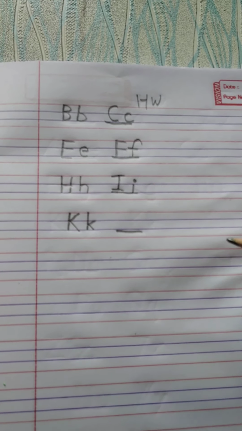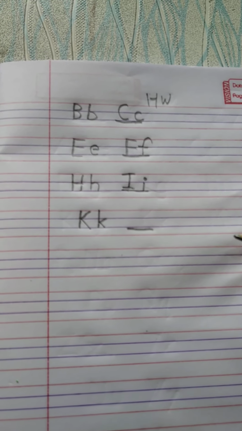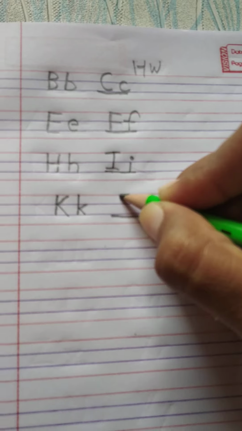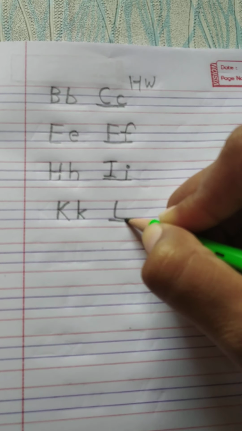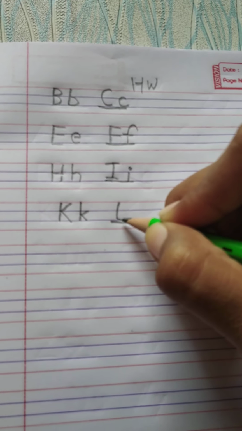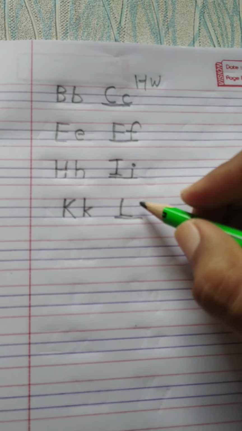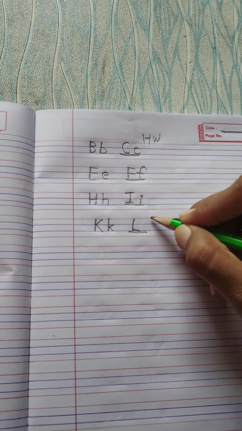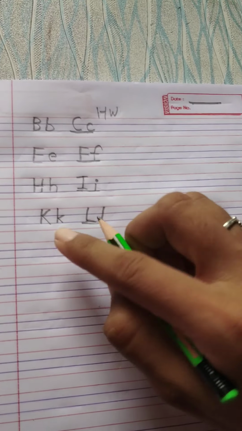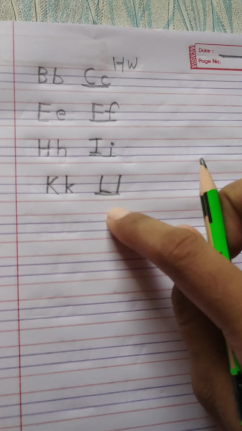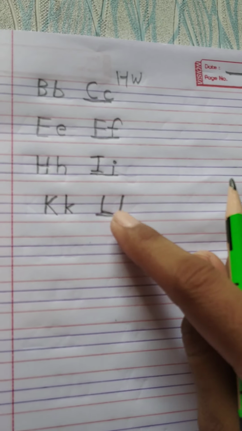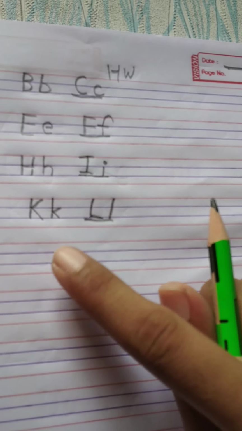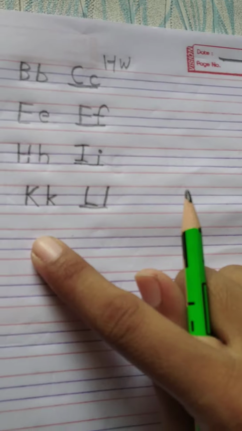M? No. L? Yes. Right here L. Standing line, sleeping line. This is capital L. Now small l. Standing line. After K, which letter, children? L. L after K. Okay, now in next line, which letter?